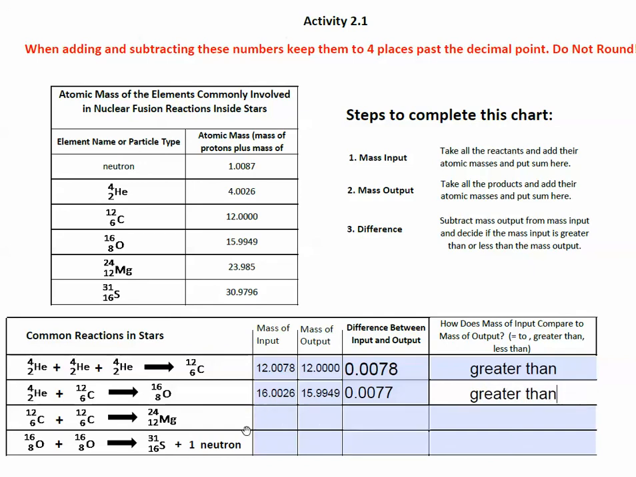Do the same thing with these next two examples. The only thing different is when you get to this line down here, the product is sulfur and a neutron. So you have to go up here and add to get the sulfur mass and the neutron mass to get the output on this side. All right, now see if you can do the rest of this on your own.